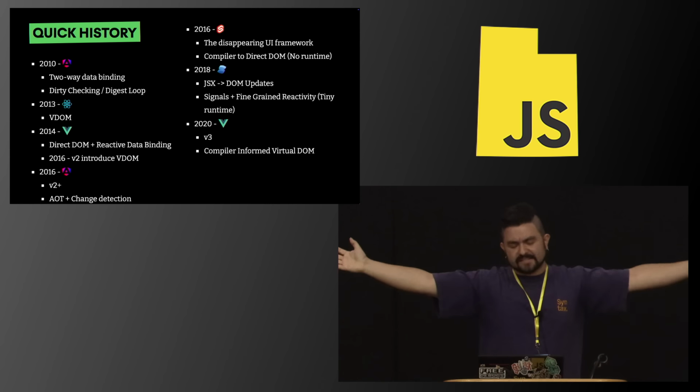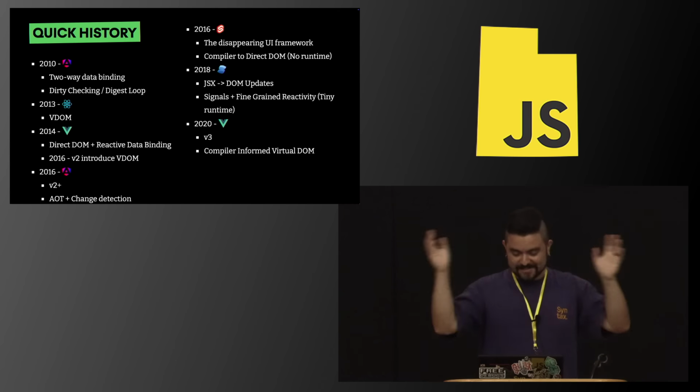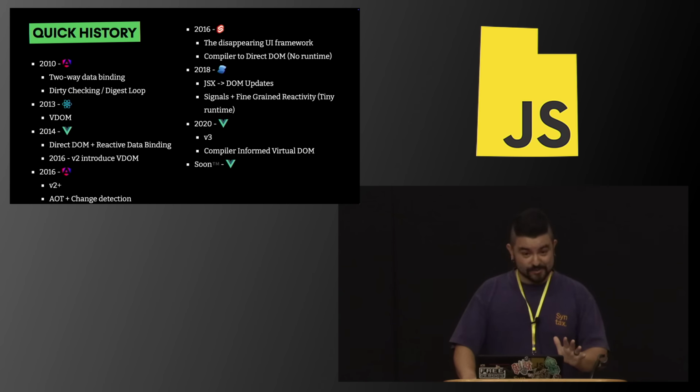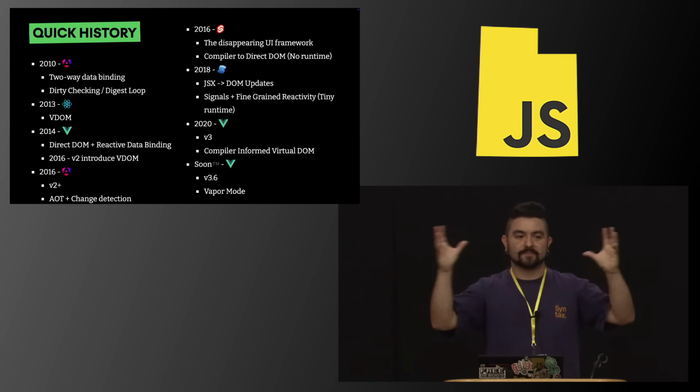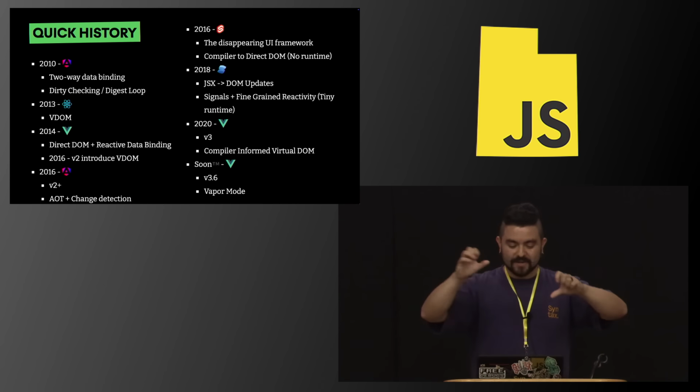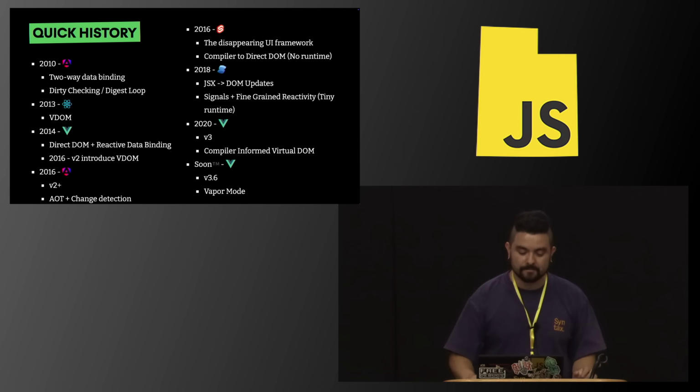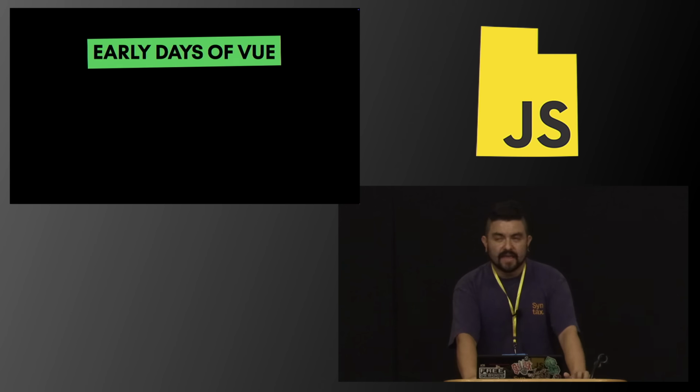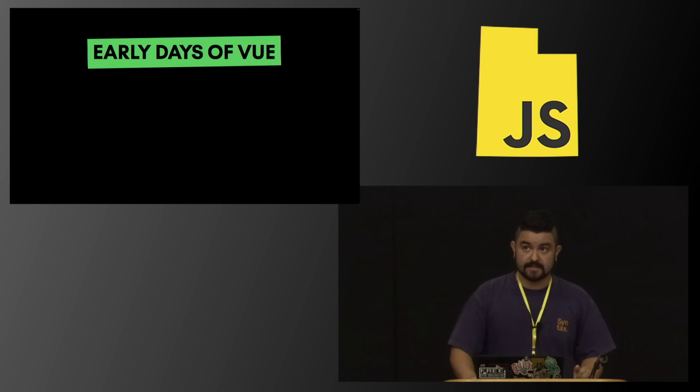So this is the landscape. Here's how everyone is doing things. And soon, very, very soon, Vue.js is going to be releasing version 3.6, which brings us Vapor mode. And it's kind of a culmination of all these ideas that have been floating around the front-end ecosystem and been brought into Vue.js itself. And so I've been using Vue.js since 2016 or so.